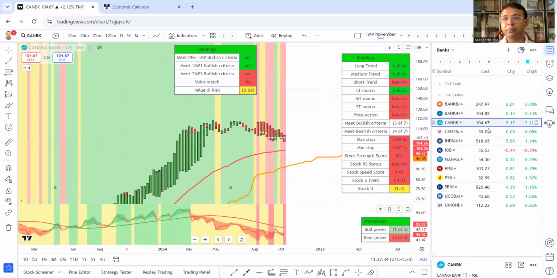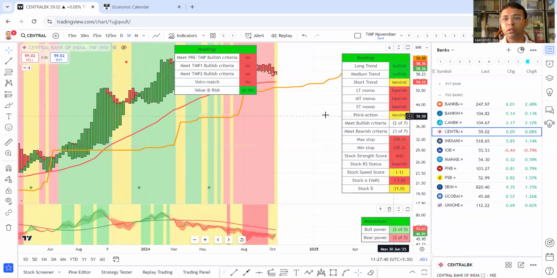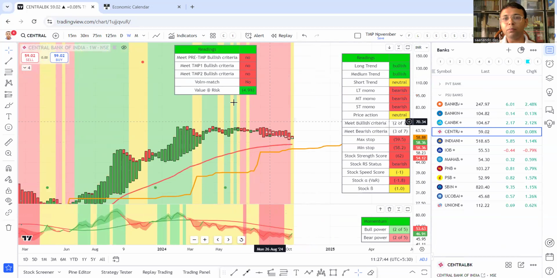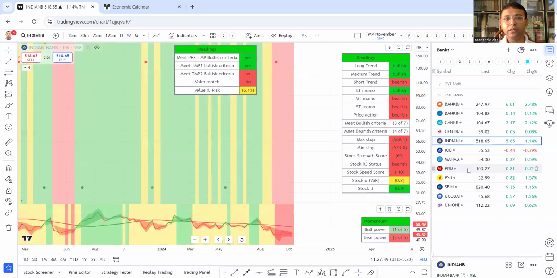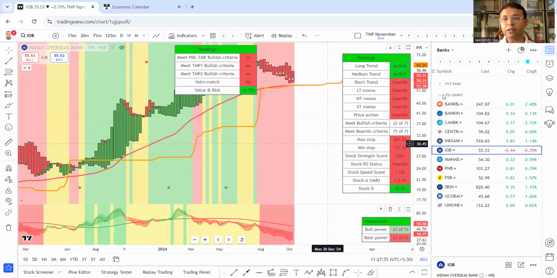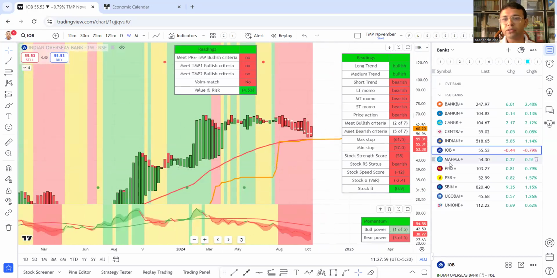Canara Bank is the same. Central Bank of India, just have a look. Not ready and not bearish yet. It's more of a neutral background, but it's not ready. When it's not ready, we'll reject. Then we are looking at Indian Bank, Indian Overseas Bank, all the same stories. Bearish, and since the sell signal, it took some time. After that, it turned bearish.